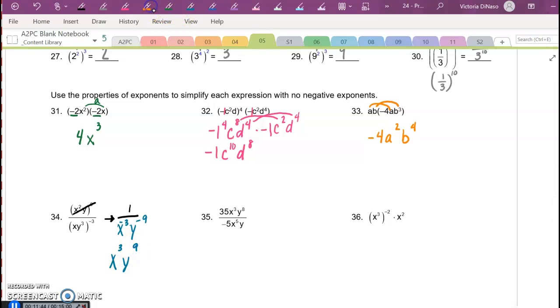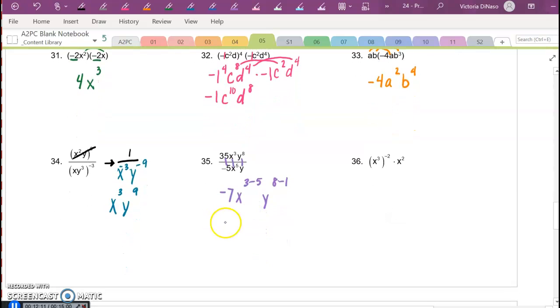In number 35, you are going to be dividing 35 divided by -5. So those are just numbers, so we can't forget our division skills. So that's just -7. And then when we divide x cubed divided by x to the 5th, we're subtracting the exponents. So we have x to the power of 3 minus 5. And then we have y to the 8th divided by y to the 1. So we have y to the power of 8 minus 1. So it's subtraction. So we have -7, x to the -2, y to the 7th.